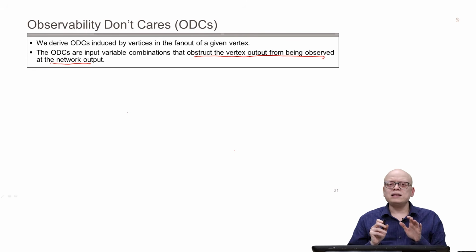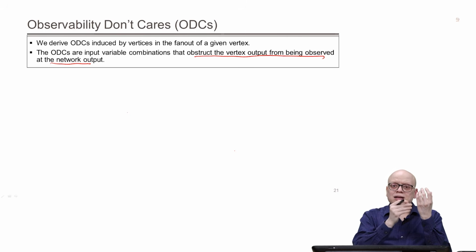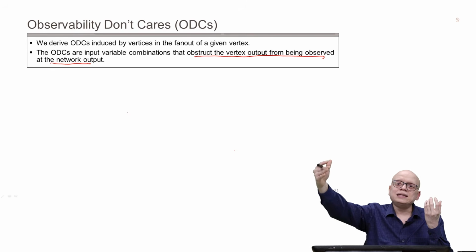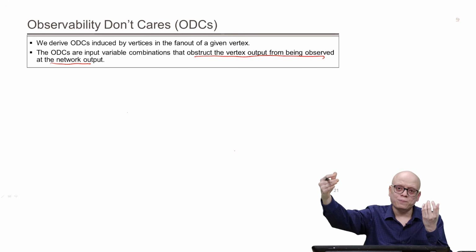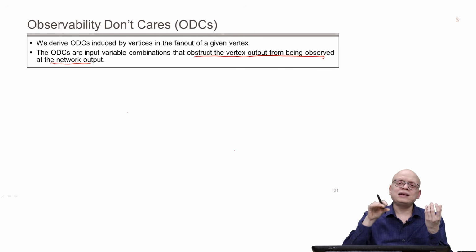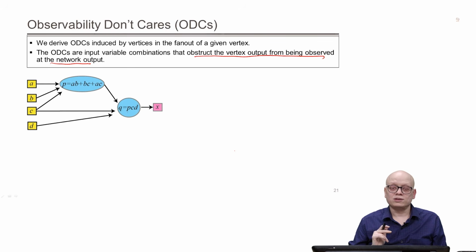So, what it means is that suppose there is a vertex and it is producing either 0 or 1, but under certain input conditions, the effect of this vertex, that is whether it is producing 0 or 1, is not being seen at the output of the network. So, if there is no impact on the output of the network for certain input conditions, then that input condition is known as observability don't care. So, let us take an example of this.